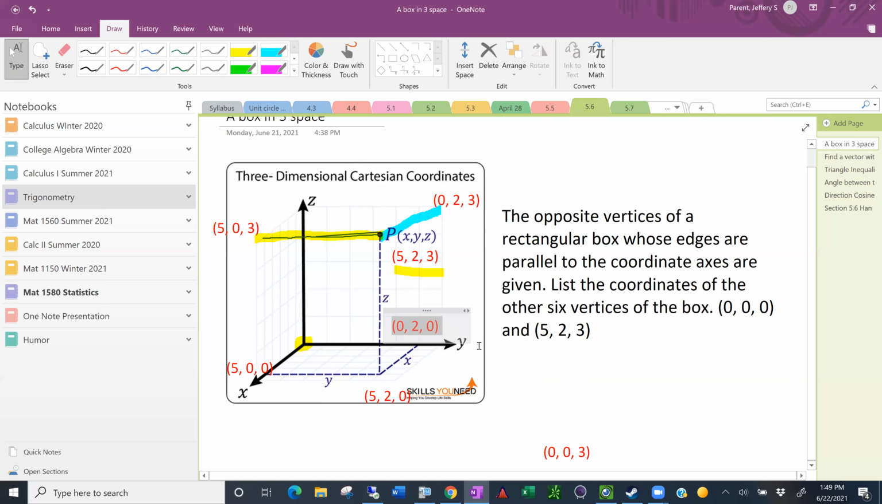Can anyone imagine where that one's going to go? 0, 0, 3. That one's going to be right on the z-axis. Everything is 0 except the value for z. So you can think of 0, 2, 3 as being this point, and if I move towards the z-axis, I'm changing the y coordinate from 2 down to 0. So I'll get that one. And those are my remaining 6 points. You can start out with 0, 0, 0 and this other given point, and come up with those 6 points.